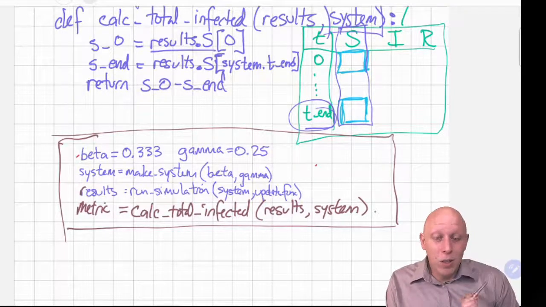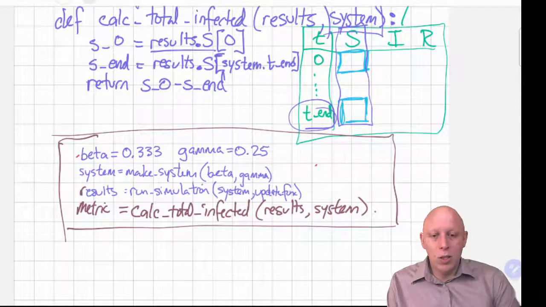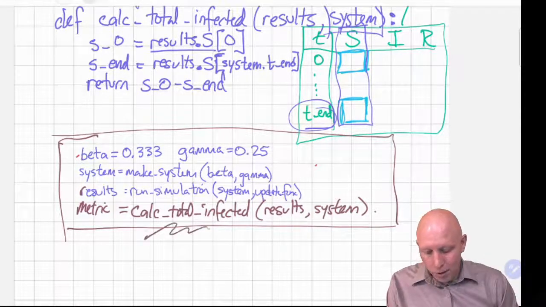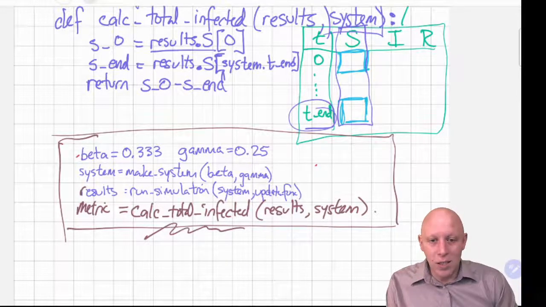The next thing we want to do is put in an intervention. Let's try to reduce the number of people who got infected by introducing some vaccines to the system.